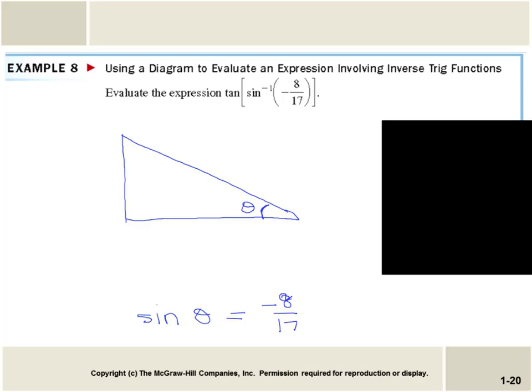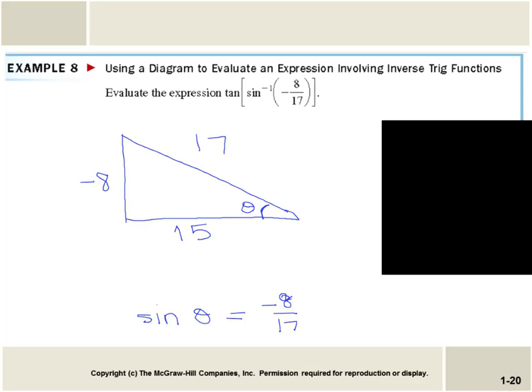Okay, so how would I do it? Opposite is minus 8, good. And the hypotenuse is 17, right? All right, so does anybody know, I think was this an 8, 15, 17 triangle? Does anybody know offhand, or do we have to figure it out? 15? Okay, thank you. So this is 15.